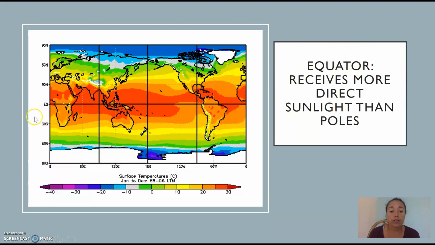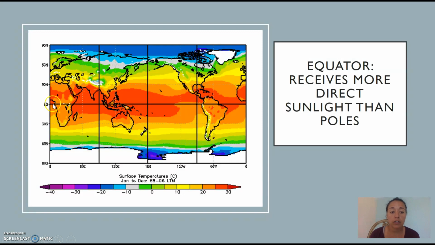Just as a reminder, your equator receives more direct sunlight than the poles. So some people may think, oh, the equator is just closer to the sun, when actually the equator just gets more direct sunlight. And I will review that with you.